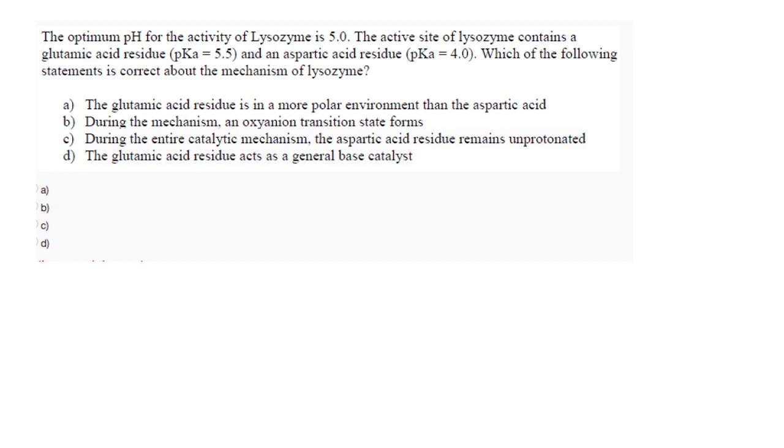Find out the right answer here. Option C, aspartic acid remained unprotonated. Why? Due to its lower pK value of 4.0. So at first it gets unprotonated, then glutamic acid.